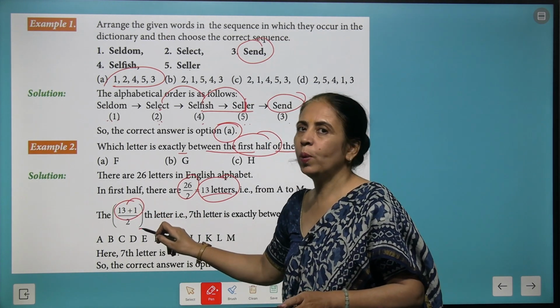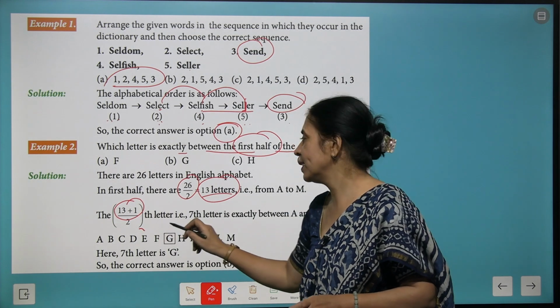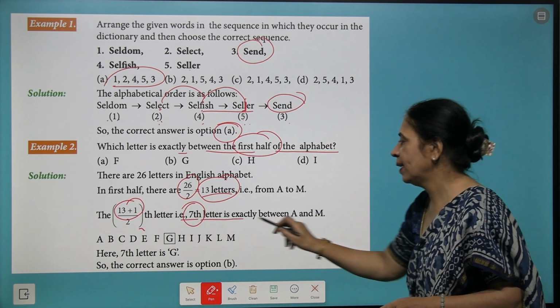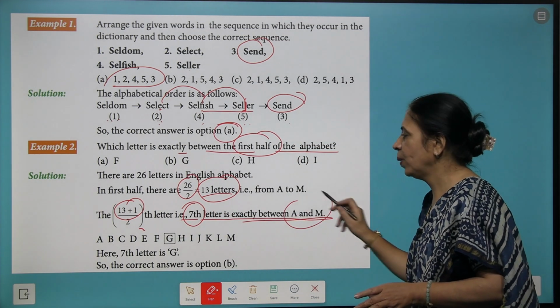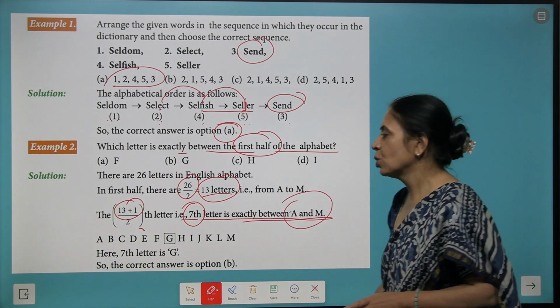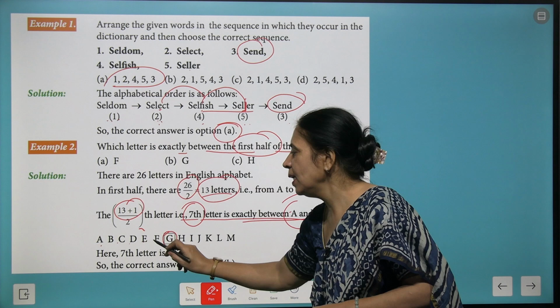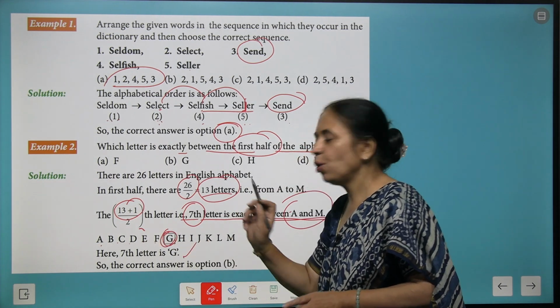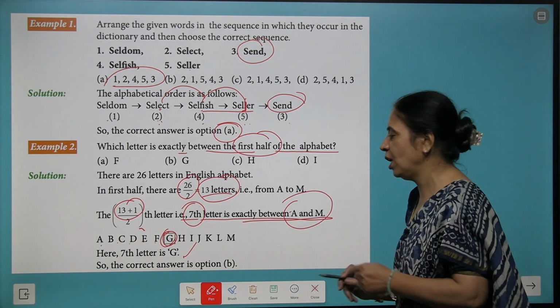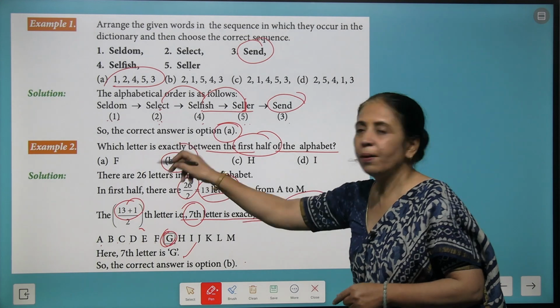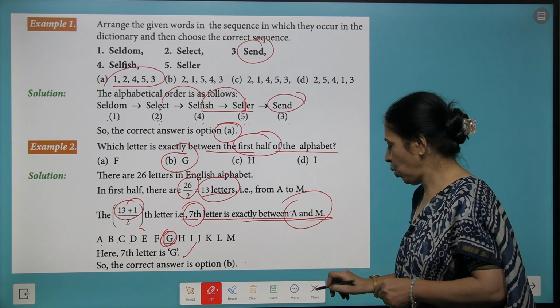Dividing by 2, we get 14 divided by 2 is 7, and the 7th letter is exactly between A and M. So let's say which is the 7th letter. A, B, C, D, E, F, G, and your right answer becomes G. So we say that B is the right option.